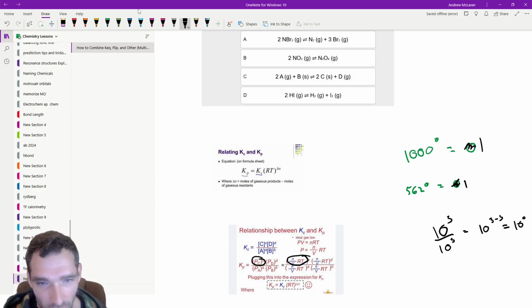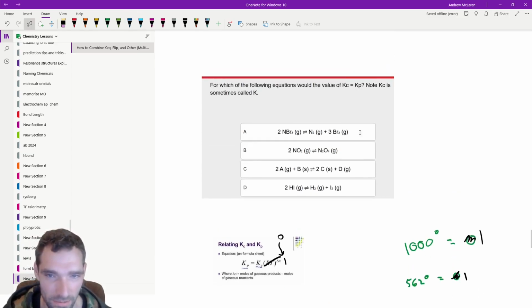So this whole expression's value is 1 if we don't have any change in the number of moles of gas. So we need to look at these problems and say, do they change the number of moles of gas? If not, then the Kp is equal to the Kc. So I'm seeing 2 to 4, that's changing. 2 to 1, that's changing. 3 to 3, that actually looks like that works. So it's not changing the number of moles. And I'm seeing that as well here.